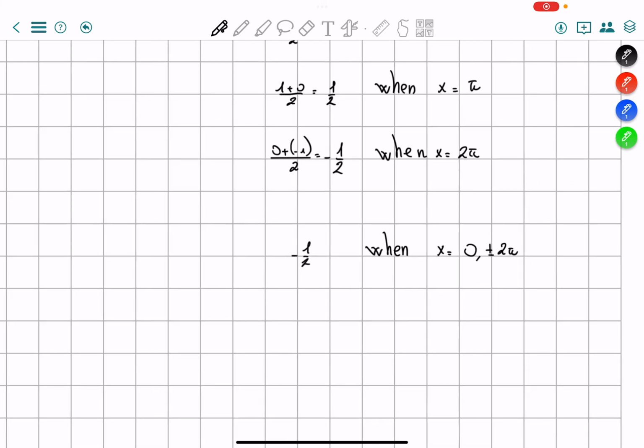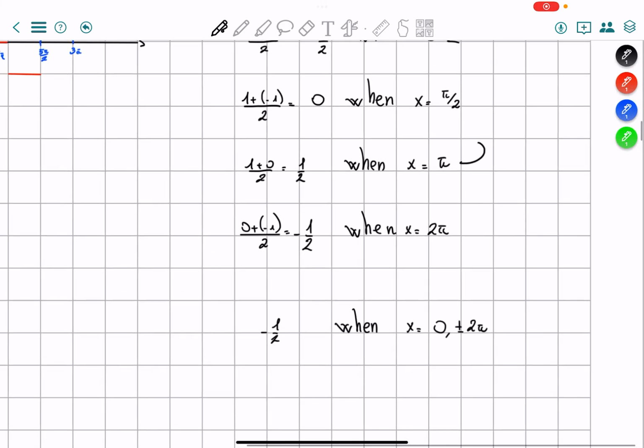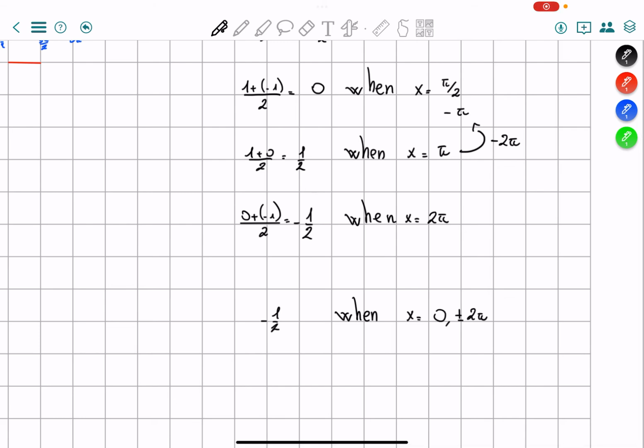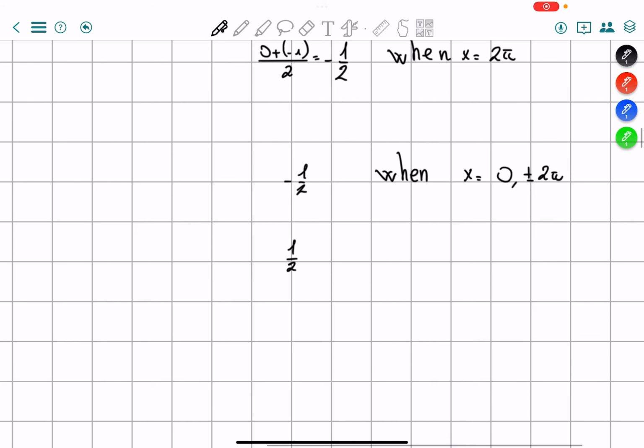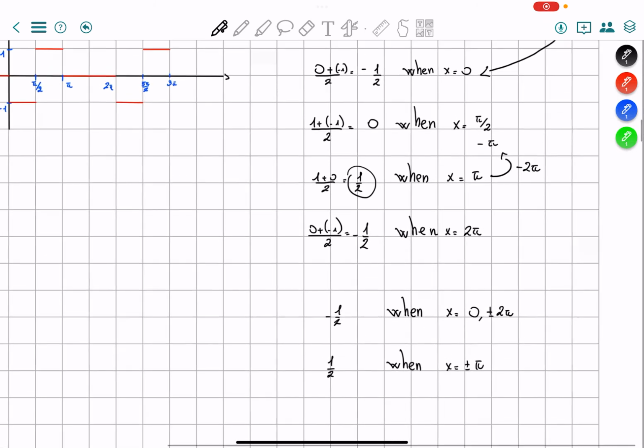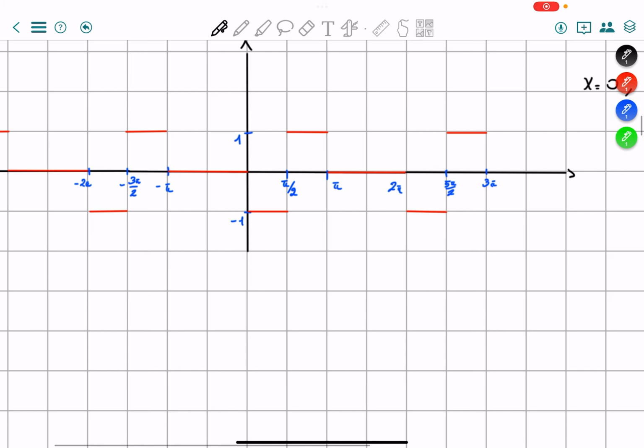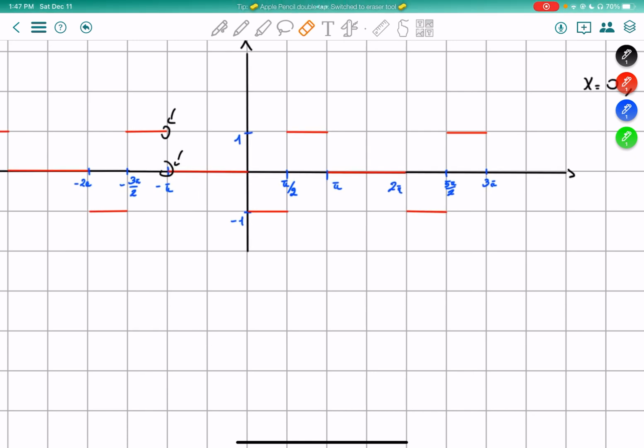Okay, let's look at the other values. If I went back a value from negative 2 pi, I will get negative pi. So at x equals negative pi, or pi, we always get 1/2, when x is equal to plus or minus pi. Now let's check. Pi right here: 0 plus the point here is 1, and 1 divided by 2 is 1/2, as you can see.